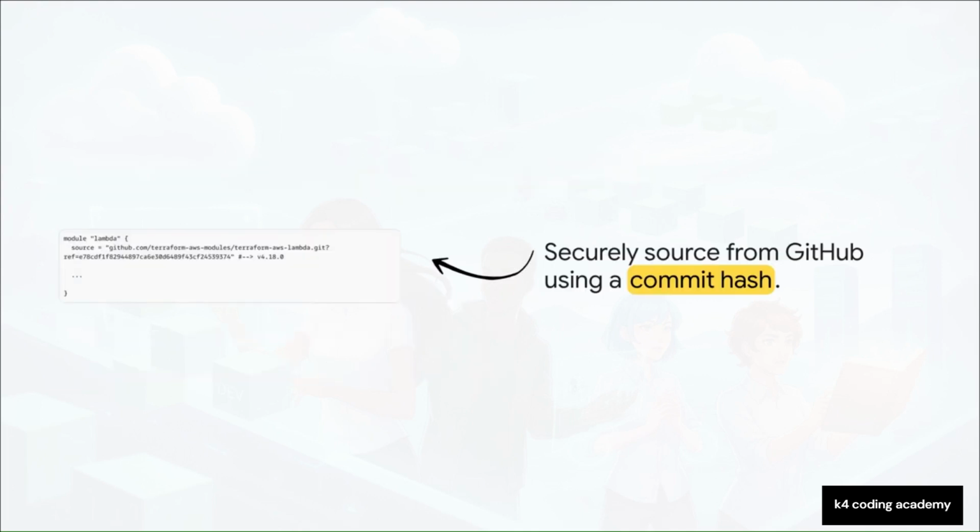In practice, securely sourcing a module from Git means using a specific commit reference. See that long string right at the end of the URL? That guarantees you are pulling exactly the code you expect. It completely prevents that nightmare scenario where someone updates a main branch and accidentally brings down your entire production environment.